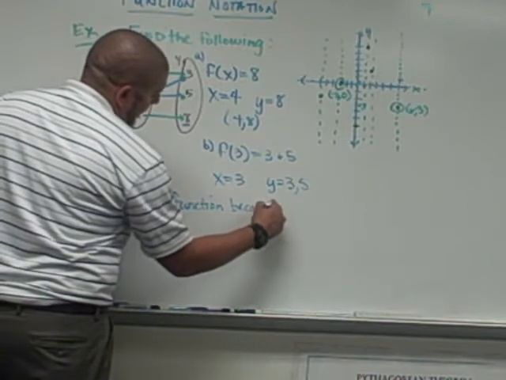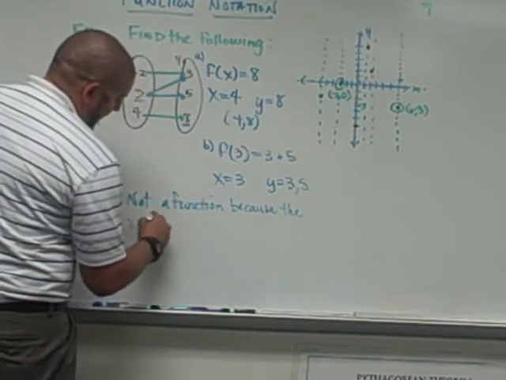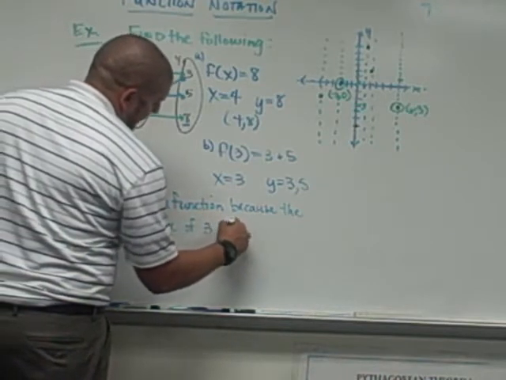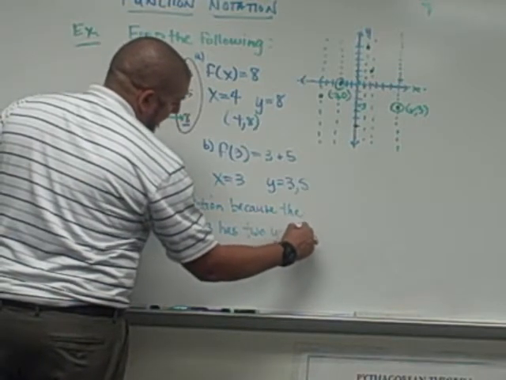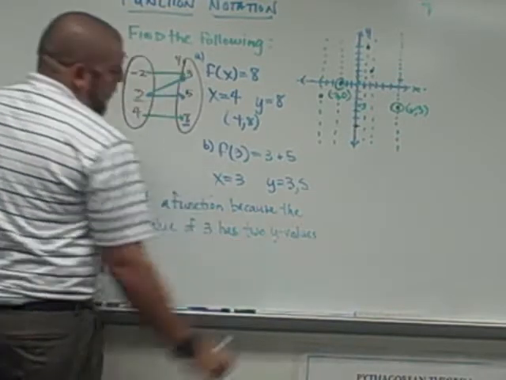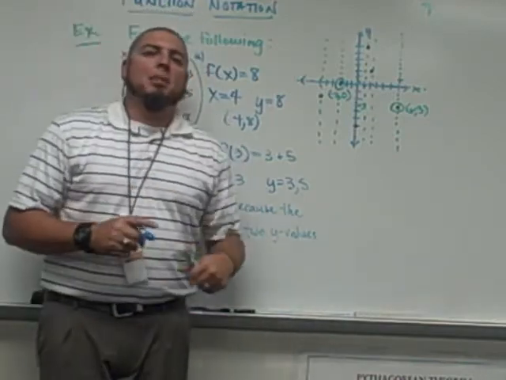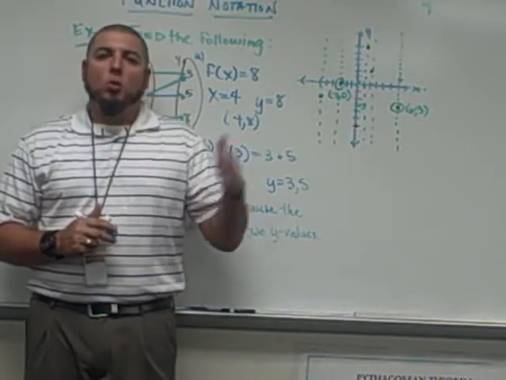because the x value of 3 has two y values. When I used to teach functions a lot in previous years, one of the things I'd make my class do is repeat this over and over again: for every x, there's only one y.